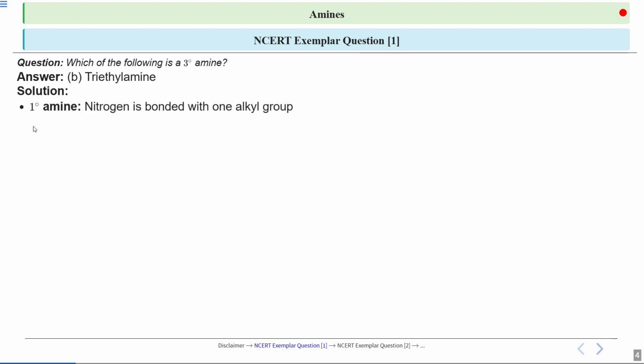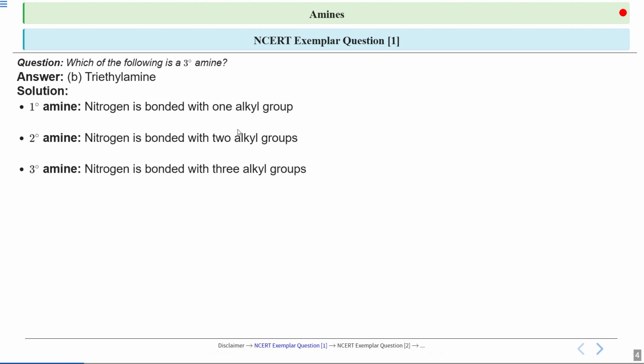First, if I move towards 1-degree amine, then in 1-degree amine, nitrogen is bonded to 2 hydrogen and 1 alkyl group. If I talk about 2-degree amine, nitrogen is bonded to 2 alkyl or aryl groups and 1 hydrogen. Okay, so in primary also it can be an alkyl or an aryl group. If I talk about 3-degree amine, then nitrogen is bonded with 3 alkyl or aryl groups. Okay.